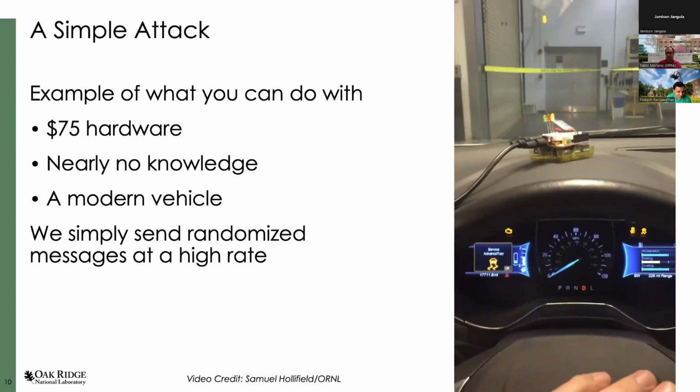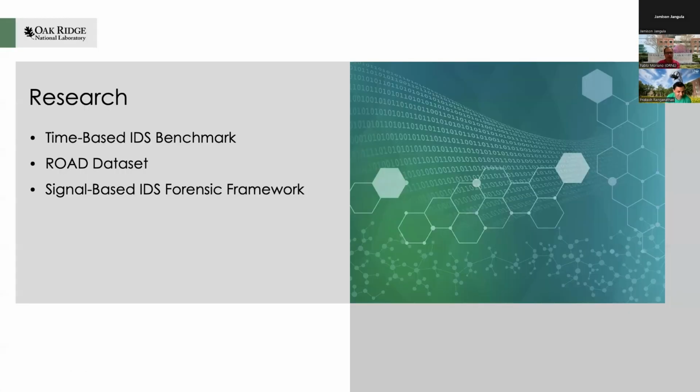So the point of this video was to illustrate that, with basically no knowledge of how it works, we simply sent randomized messages at a high rate and were able to deny service to the operation of the vehicle. So this is a very simple attack that can be performed in this type of scenario.